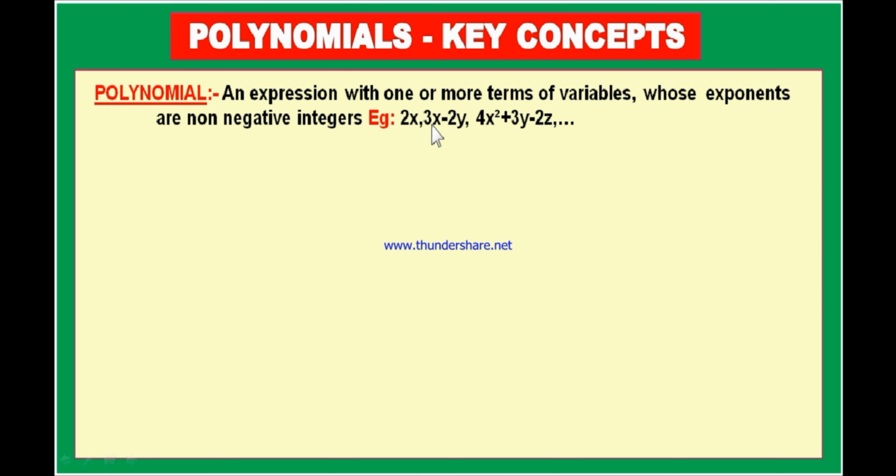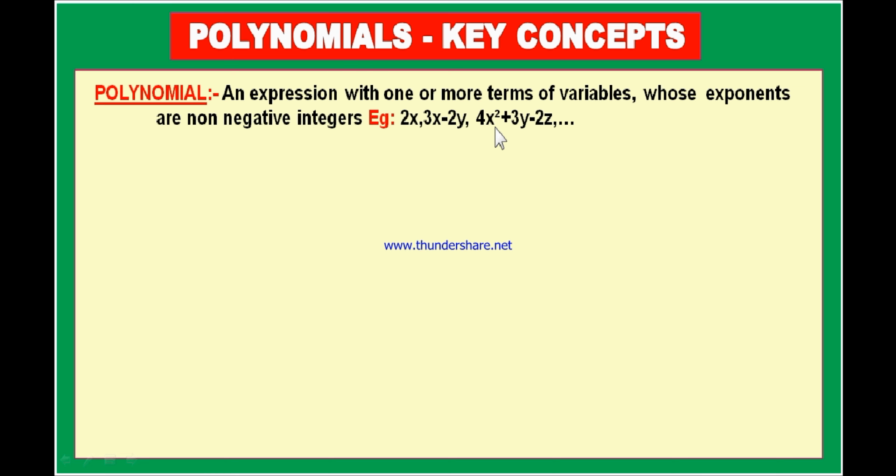Look at the second expression. The second expression is 3x minus 2y. Here also you can find more than one term. Of course, here you can find two terms. One term is 3x and the second term is minus 2y. And how many variables can you find here? Good, there are two variables. One is variable x and the second is variable y. Now what about the exponents of x and y here? The exponent of x is 1 because 3x means 3x power 1. And what is the exponent of y? Minus 2y power 1. Therefore, the exponents of the variables are positive integers or non-negative integers.